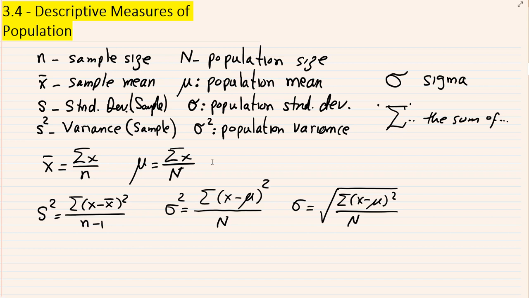When you look at the other formulas below it, S squared, in section 3.2, we looked at this one. S squared is sigma of x minus x bar, squared, divided by n minus 1. The population counterpart to that is exactly the same. X bar is replaced by mu, and instead of dividing by sample size minus 1, we divide by all of the population, not n minus 1. That's actually capital N. And the standard deviation is just the square root of the variance. So I just show it as a square root.